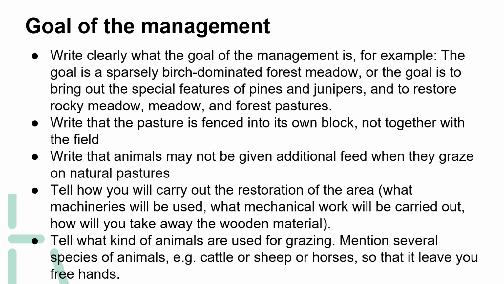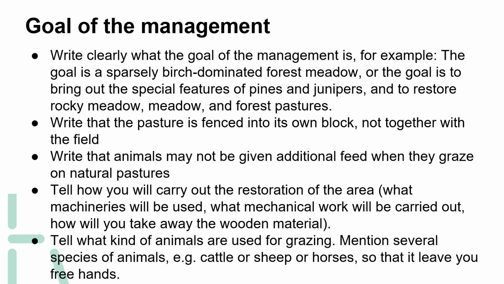Tell how you will carry out the restoration of the area, what machinery will be used, what mechanical work will be carried out, how you will take away the wooden material. Do also tell what kind of animals are used for grazing. Mention several species of animal, even if you own only one. So if you're a cattle farm, you should anyway mention that you are going to graze with cattle or sheep or horses, so that it leaves your hands free.